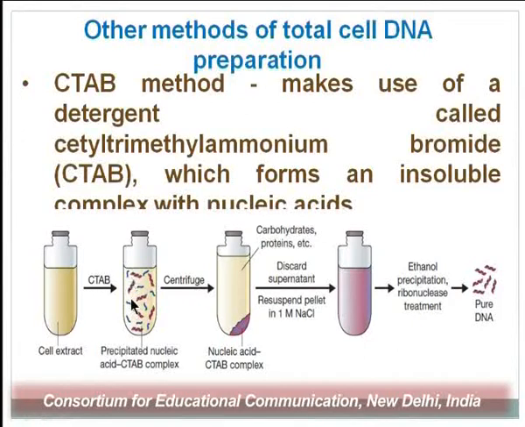So CTAB will form a complex with the DNA, and when you centrifuge it, the nucleic acids bound to the CTAB will precipitate out. Then you can discard the supernatant, resuspend the pellet, and remove the CTAB to get the purified DNA. This is a very efficient method, and it gives rise to a purified DNA, and might cancel the need for ion exchange chromatography or such things. It can directly give a very purified DNA. So this was all about the isolation of the total cell DNA.